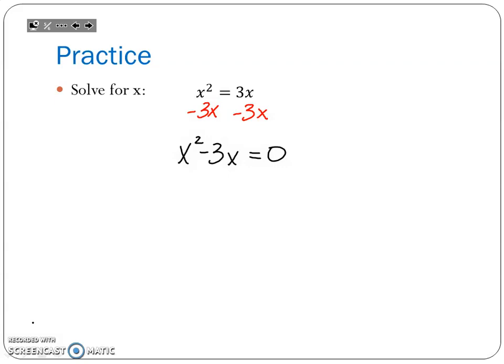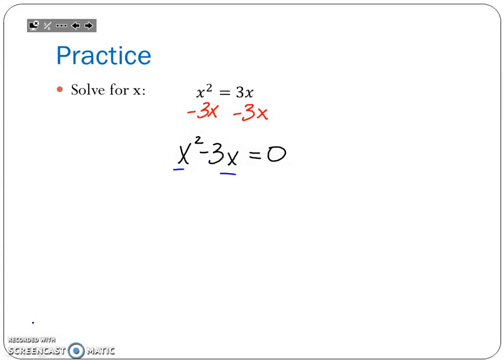It could be a difference of squares. Is that a difference of squares, though? You've got a 3. Can you take the square root of 3? No, we can't, so it's not a difference of squares. Then the only other option is factoring out a greatest common factor.